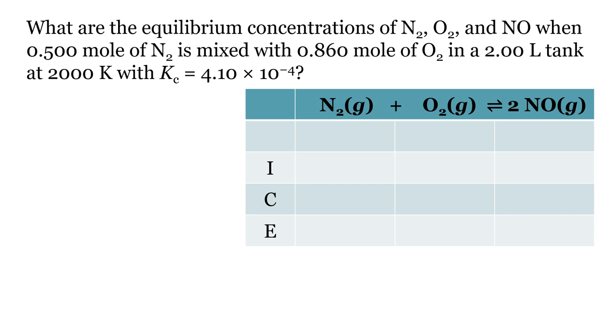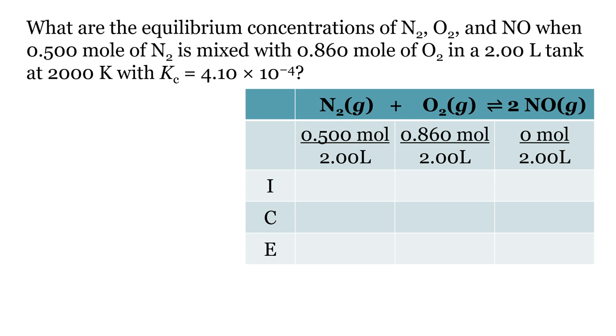We need to calculate the initial concentrations of the reactants in units of molarity so that we can fill in our ICE table. Gathering the information described in the problem, we see that the initial concentration of nitrogen will be 0.500 moles divided by 2 liters, the total volume of the tank. The oxygen concentration will be 0.860 moles divided by 2 liters, and the NO concentration is not mentioned, so it's safe to assume the molarity is 0. This fills in the first official line of the ICE table. Entries must be in molarity for the ICE table calculations to work.